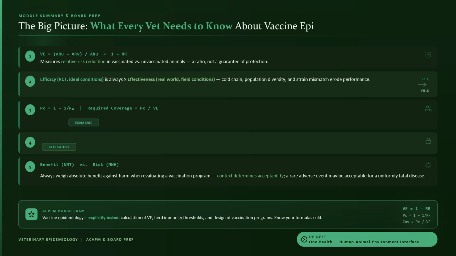Vaccine epidemiology is explicitly tested on the ACVPM board exam. VE calculation, herd immunity thresholds, and vaccination program design. Know your formulas cold. VE equals 1 minus RR, PC equals 1 minus 1 divided by R naught, and coverage equals PC divided by VE.